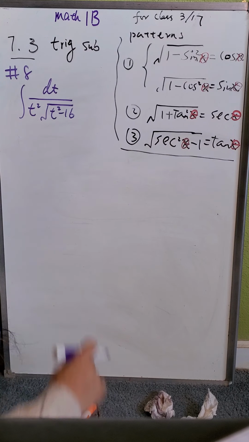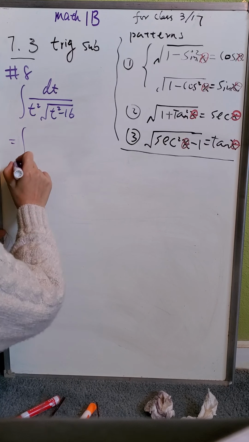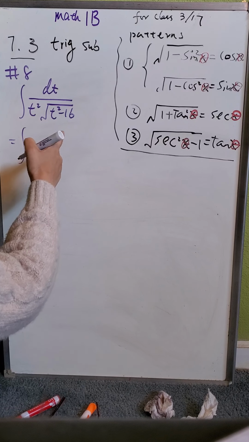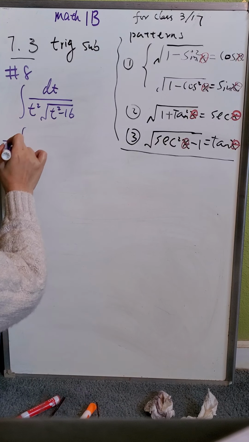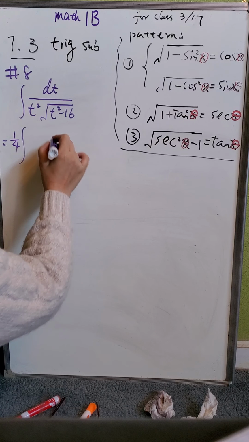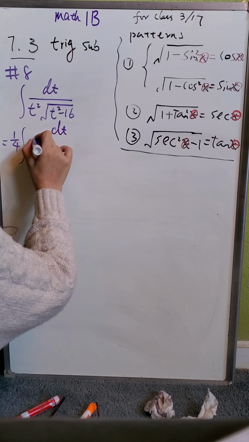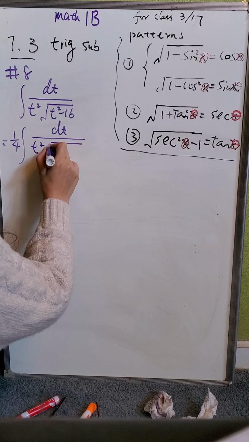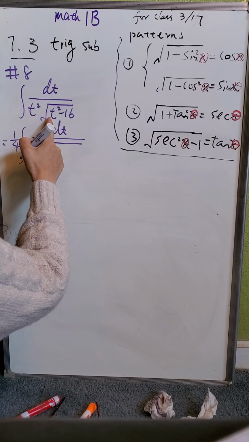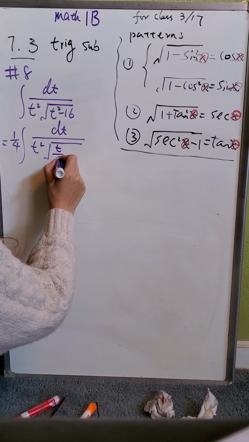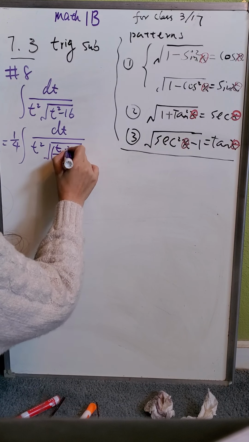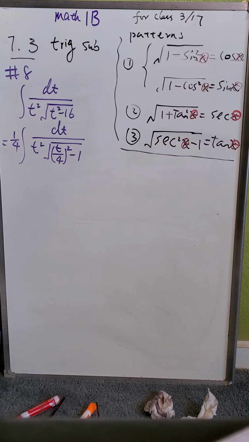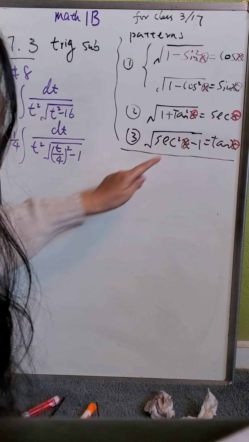So we're going to factor out the 16. When the 16 is factored out it becomes 1 over 4, so I'm going to put 1 over 4 here, dt over t squared. After I take out the 16, this becomes t over 4 squared minus 1. Now it looks a little closer to this one, so we're going to let this equal secant theta.